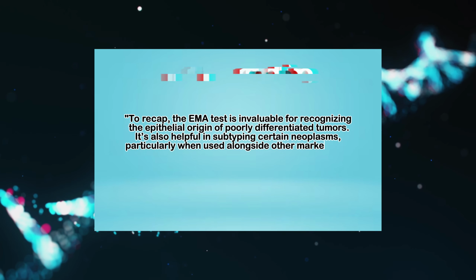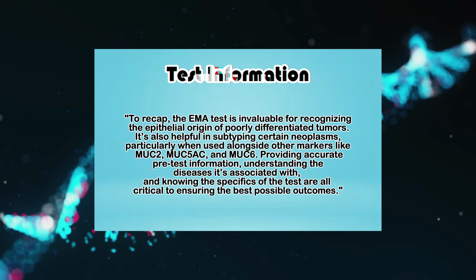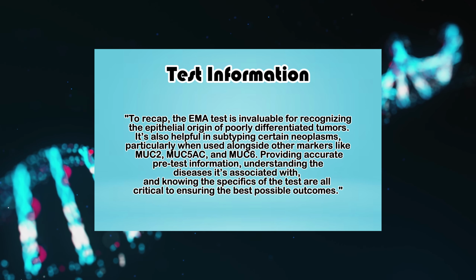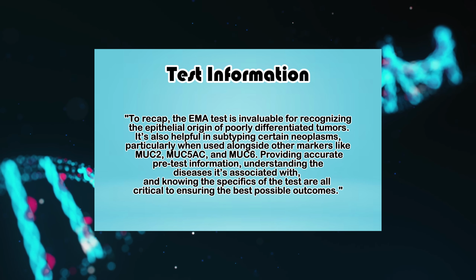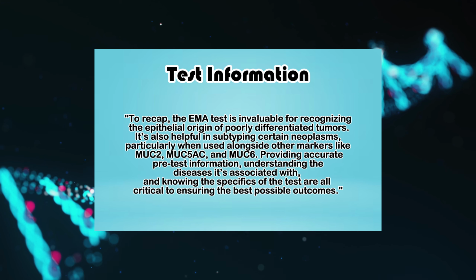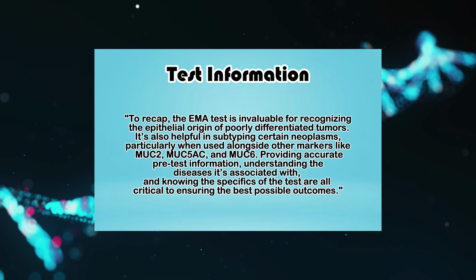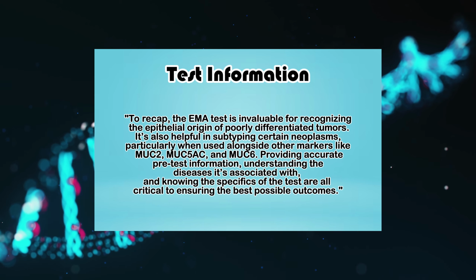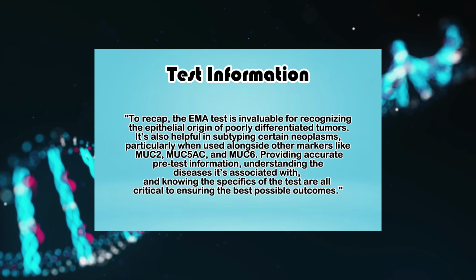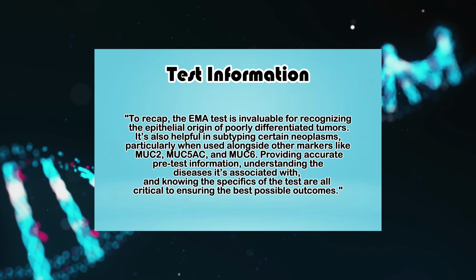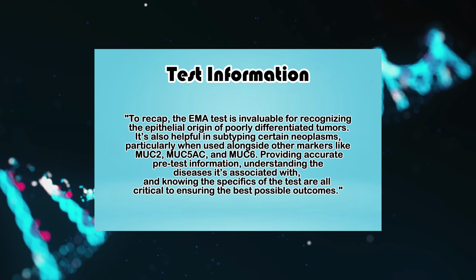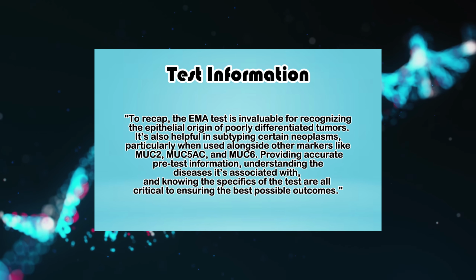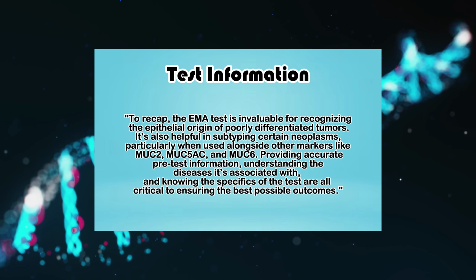To recap, the EMA test is invaluable for recognizing the epithelial origin of poorly differentiated tumors. It's also helpful in subtyping certain neoplasms, particularly when used alongside other markers like MUC2, MUC5AC, and MUC6. Providing accurate pre-test information, understanding the diseases it's associated with, and knowing the specifics of the test are all critical to ensuring the best possible outcomes.